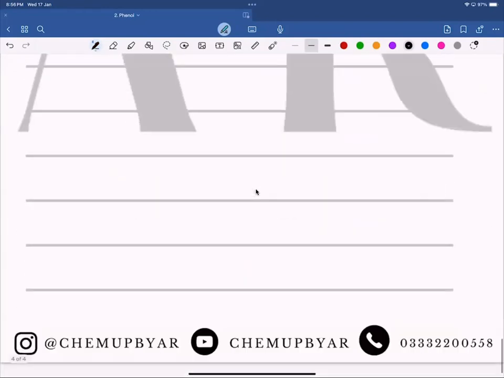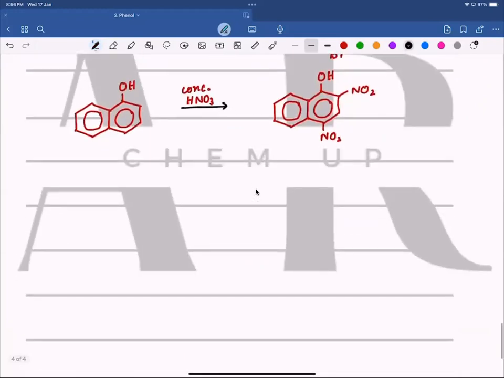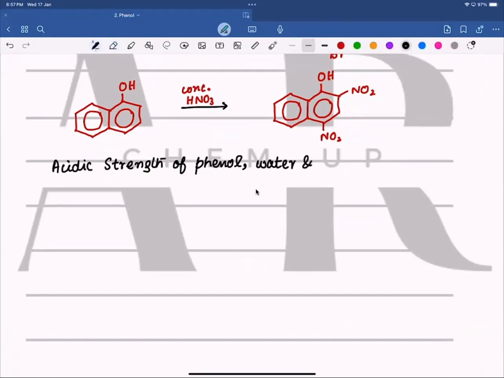Okay. Now, there are reasons which the examiner asks, and it is about the acidic strength of phenol, water, and ethanol.